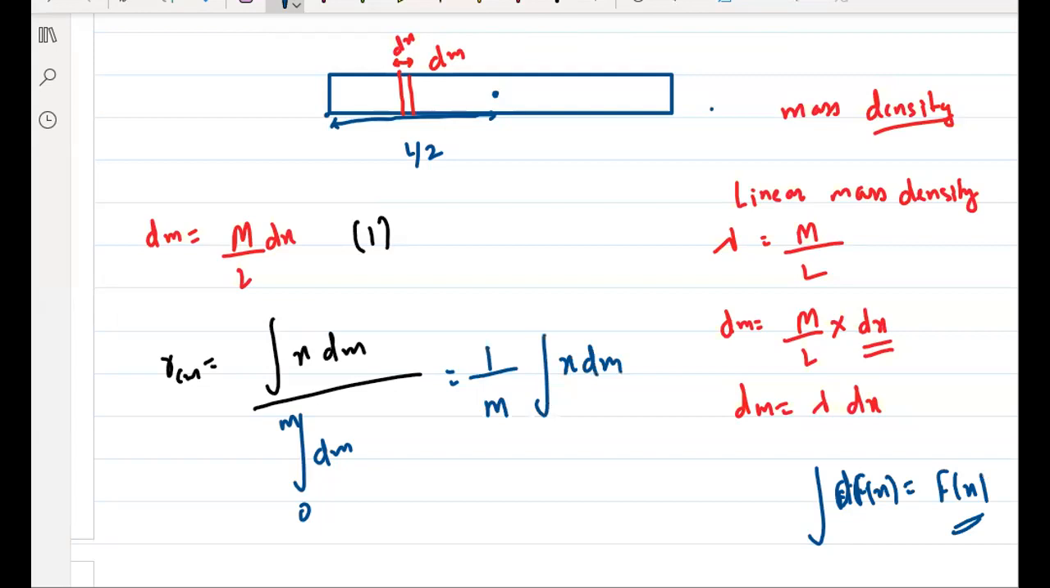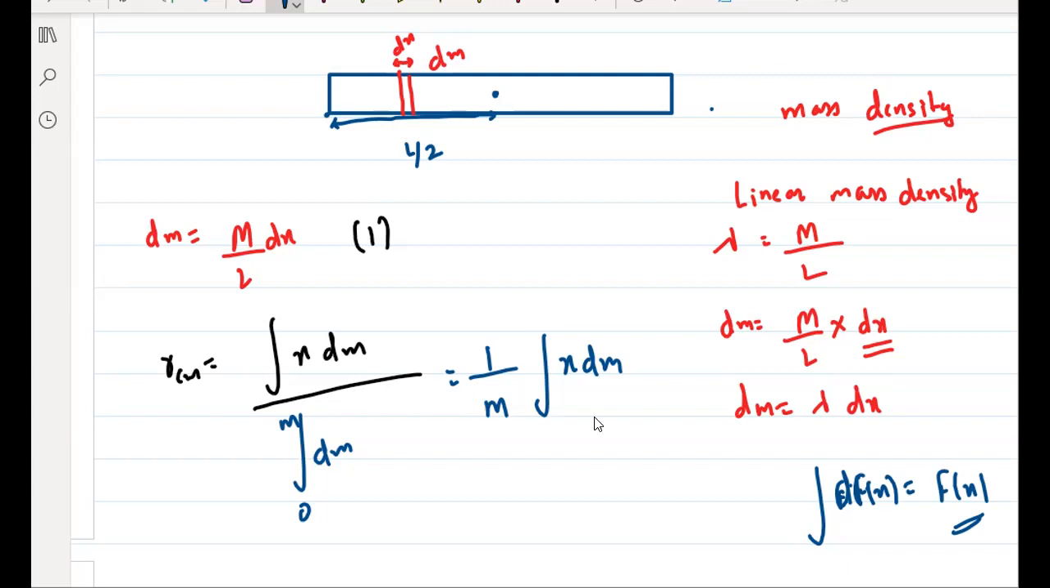Now tell me, here the integrand is x dm and the variable is x. So can I integrate this? Yes or no? You have to know the basics of integration first. Obviously the variables are not the same, so I have to convert dm in terms of dx. Does everyone understand what I am saying?